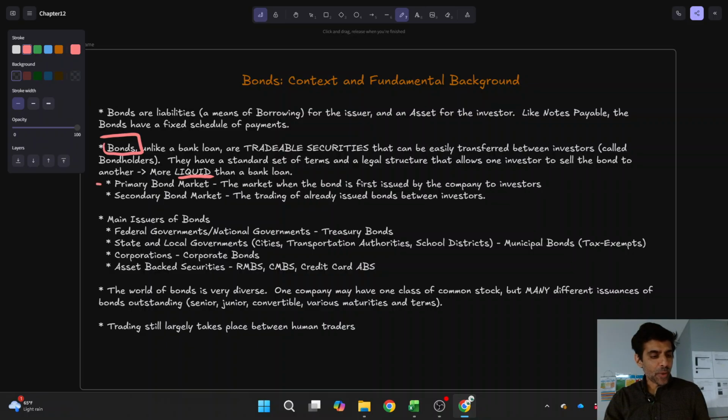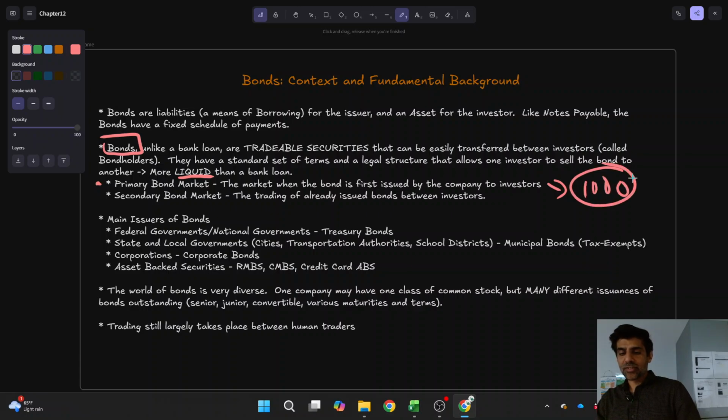There is the primary bond market. This is basically if I'm some company and I want to borrow money, I will go to a pool of investors and sell this bond to them. The other thing about a bond is that they're denominated in set amounts, $1,000, for example. So an investor can buy any increment of 1,000.